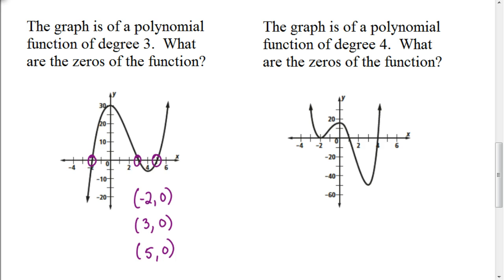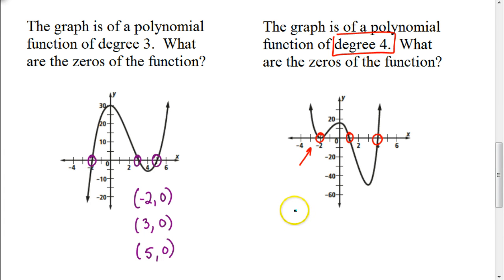With this next example, it says the graph is of a polynomial function of degree 4. What are the zeros of the function? Now if you notice with this one, we only have 3 x-intercepts, but it says it's a degree 4, which means we have a total of 4 roots. One of these, at -2, we call a double root, because the line does not go through that point. It touches that point, then goes back up again. And so we can describe that as a double root.